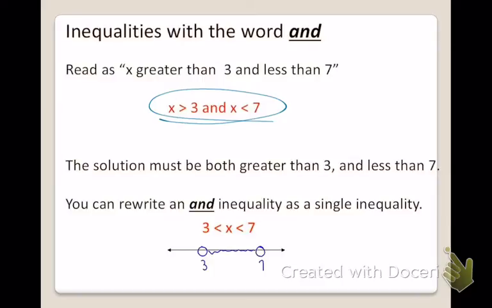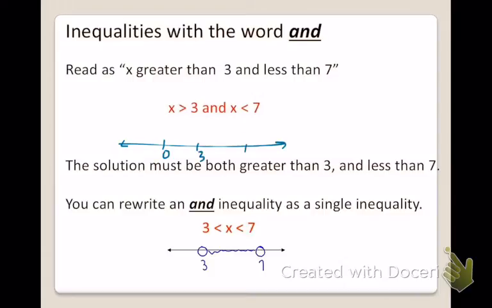X is greater than 3 and x is less than 7. Okay? Well, if I were to graph the solutions for both of those individually, right? Here's 0, here's 3, here's 7. X is greater than 3. Open circle on 3, and I would shade this way, right? Open circle on 3 and shade this way. For x is less than 7, I'd put an open circle here and shade this way.